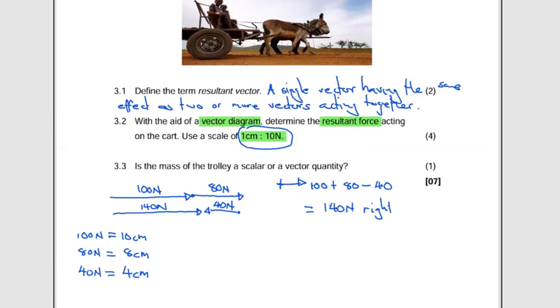And then the resultant there, we got a value of 140 newtons. Therefore, it means our line has to be 14 centimeters according to the scale that says 1 centimeter is to how many newtons? Is to 10 newtons, like that, right? So this is what you're going to have there in terms of this, right? Then to proceed to the next question there.